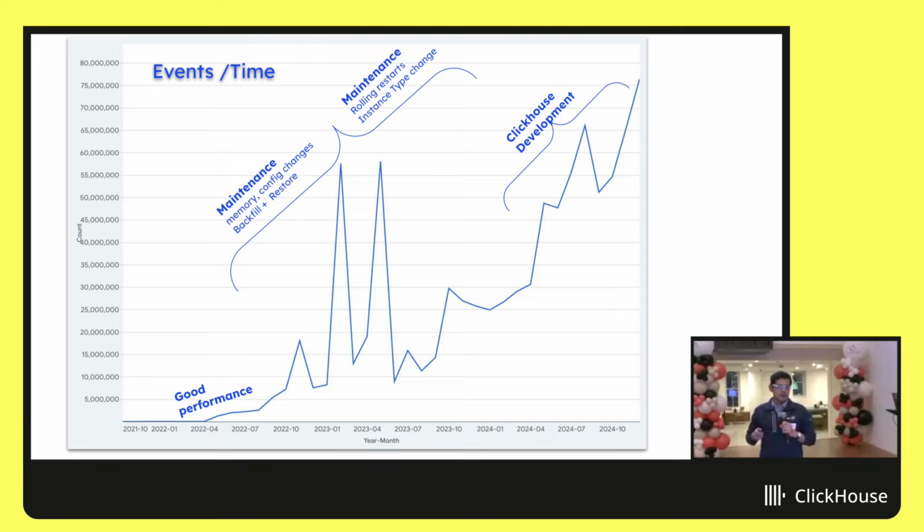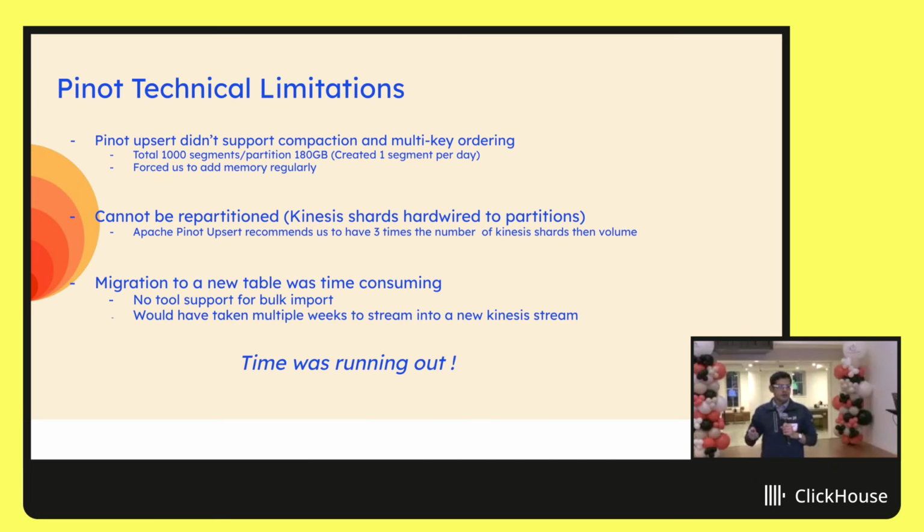But later on, Pinot still had issues, so I had to do rolling restarts. Eventually in 2024, we realized that we had to try out and move to a different database. We looked at ClickHouse, and it fit our requirements. So I'll share what the technical limitations were which Pinot was having.